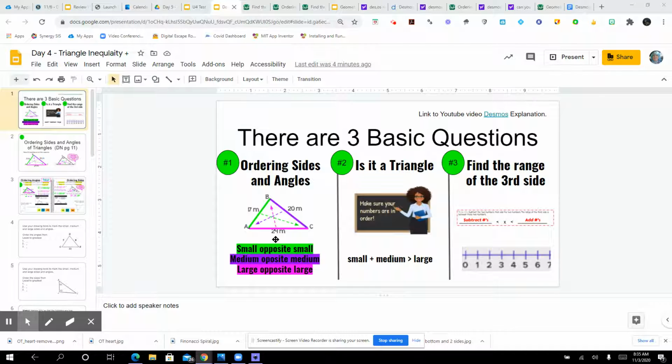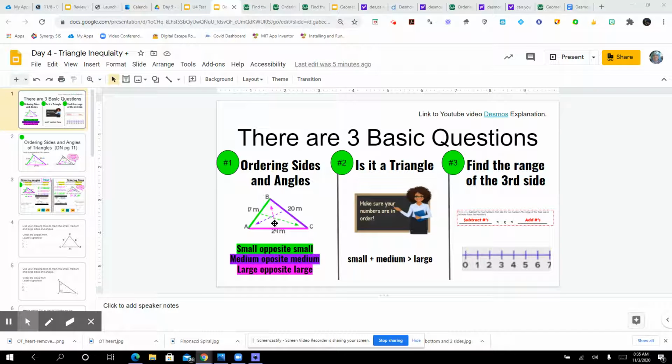So one true thing about triangles is the smallest side is always opposite the smallest angle, and the smallest angle is always opposite the smallest side. Same thing with the medium side and the medium angle, and the largest side and the largest angle. So even though we don't know what A, B, and C actually measure, you can say with 100% certainty this C angle is the smallest, the A angle is the medium, and the B angle is the largest angle.